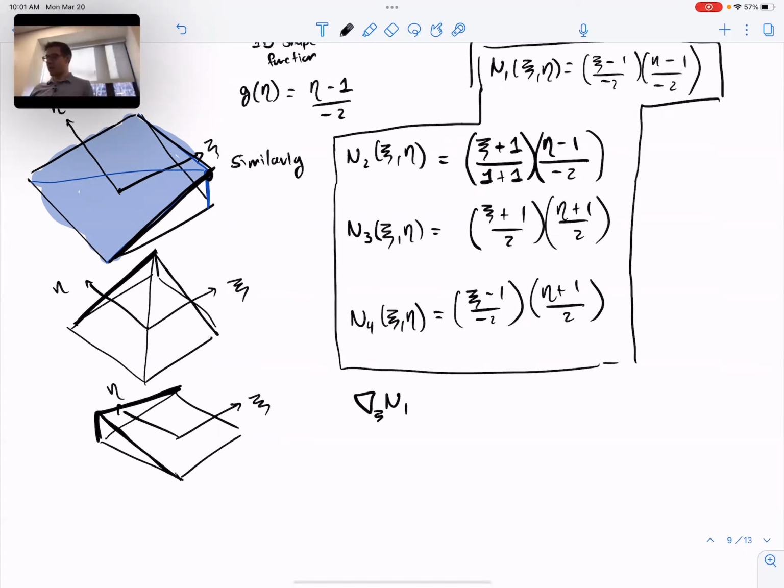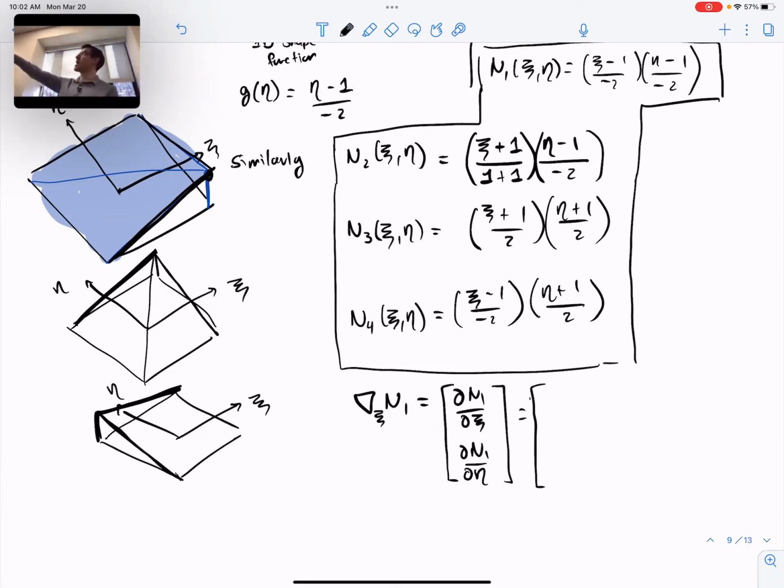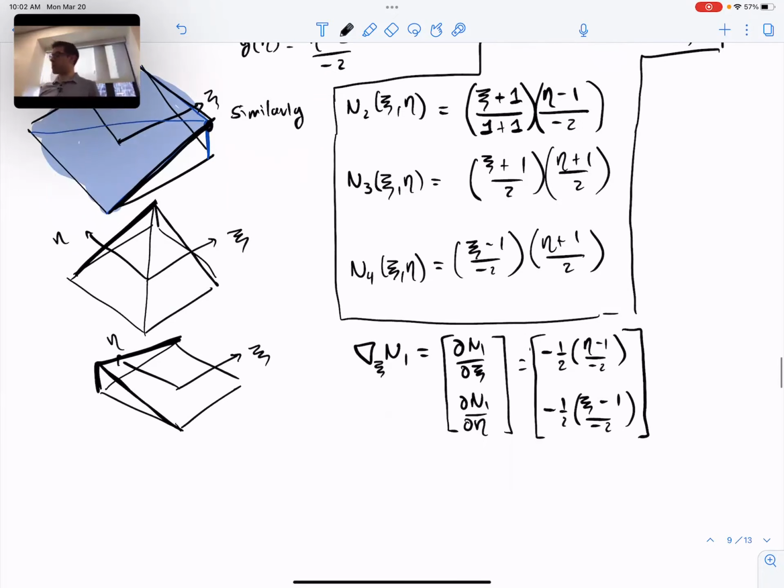So what is the gradient of N1? That one is a vector, right? Where the first entry is the derivative of N1 with respect to psi, and the second is the derivative of N1 with respect to eta. If you take the derivative with respect to psi, all you end up with is the minus 1/2. So this one is just minus 1/2 times eta minus 1 over minus 2. That is the derivative with respect to psi. And if you take the derivative with respect to eta, you end up again with minus 1/2 times psi minus 1 over minus 2. So that is the gradient of the first shape function.